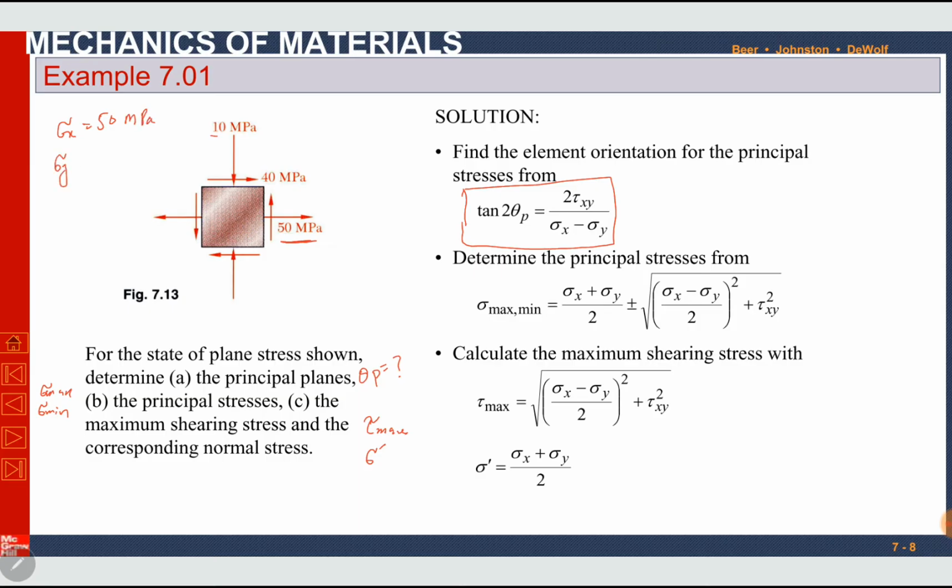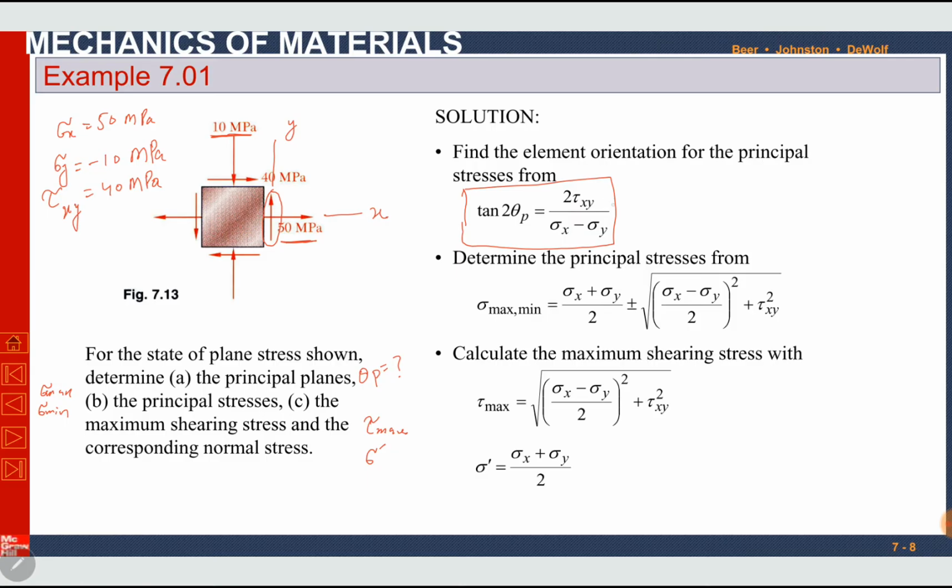Sigma y is equal to minus 10. It is compressive, so we will have a negative sign with it. And tau xy, as we can see here, if this is tau xy, one of them, I will consider this force for example. The perpendicular direction is positive x-axis, the force is in positive y direction. Both have same sign, so it is positive. One of them is positive, so all of them will be positive. Tau xy is positive 40 megapascal.